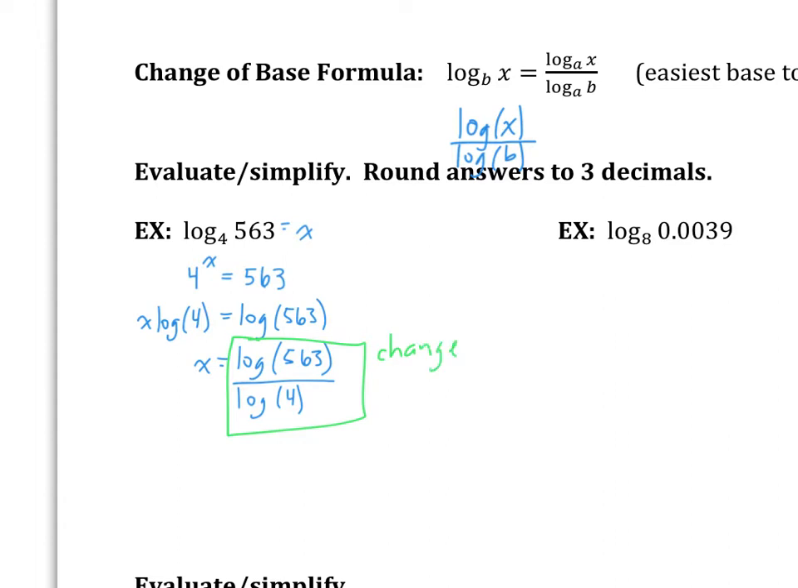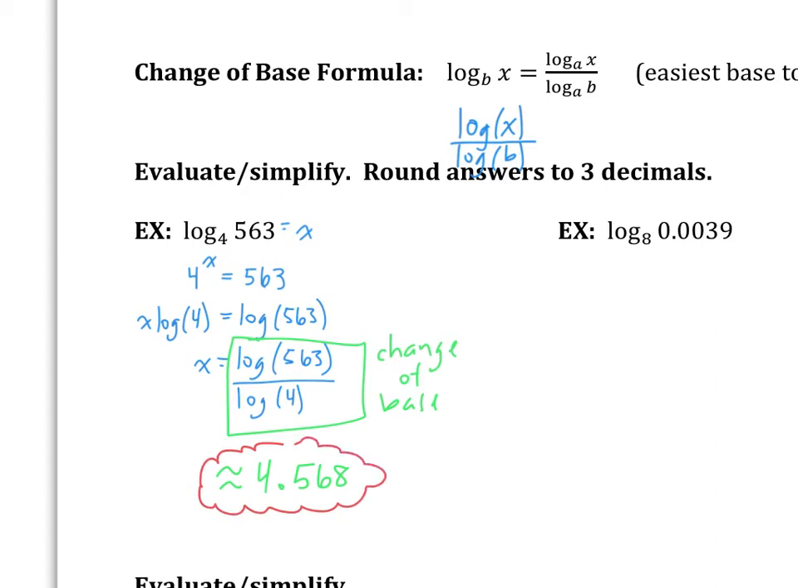And now when we plug that into our calculator, you should see a log key, a common log, right next to your number 7. So we would plug that into our calculator, and rounding to 3 decimals, we would get about 4.568 as our final answer here.